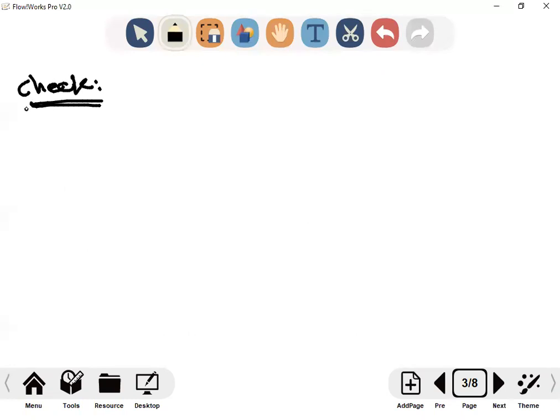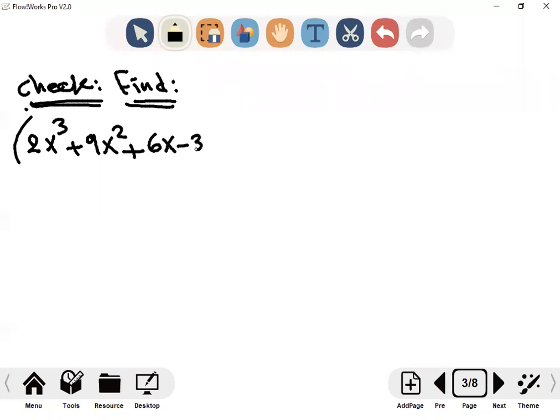The check. Find. The first parenthesis we have 2x power 3 plus 9x power 2 plus 6x minus 3, plus 4x power 3 minus 7x power 2 plus 5x. Good. Focus now. This is a polynomial of degree 3. This is a polynomial of degree 3 also. And what we have between them? The plus sign, by the way, focus on what I'm saying.